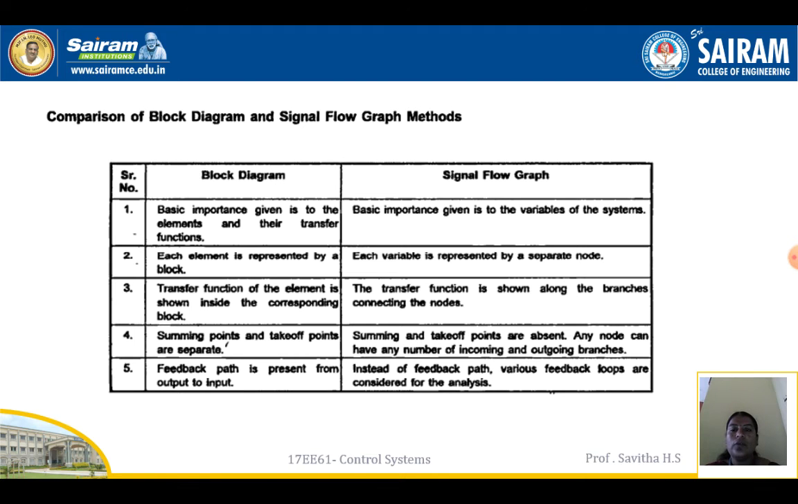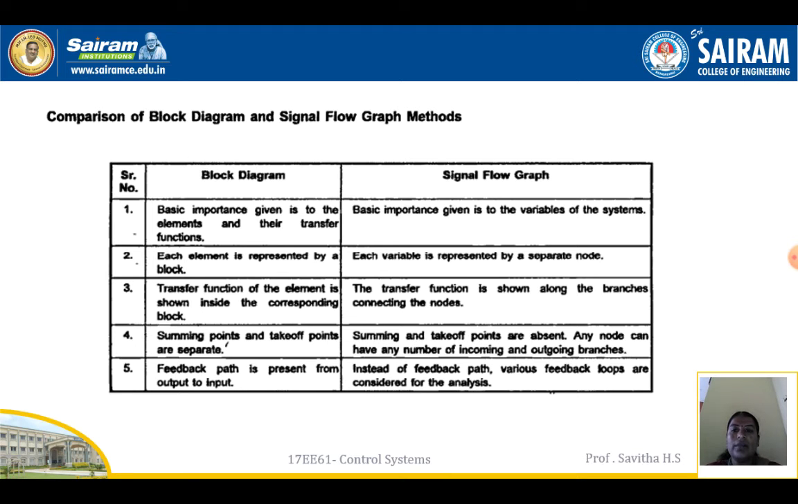So, comparison between the block diagram and signal flow graph. We'll consider the first column as block diagram and the second one as signal flow graph. First point, basic importance is given to the elements and their transfer functions. In signal flow graph, basic importance is given to the variables of the system. Second, each element is represented by a block in the block diagram, and each variable is represented by a separate node in the signal flow graph.